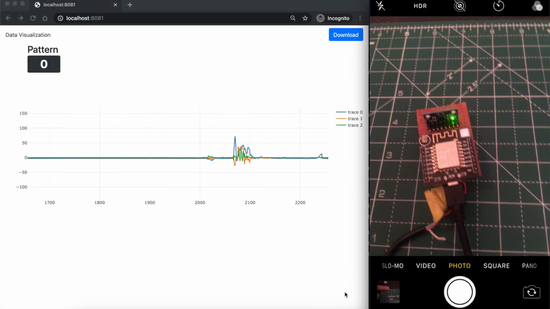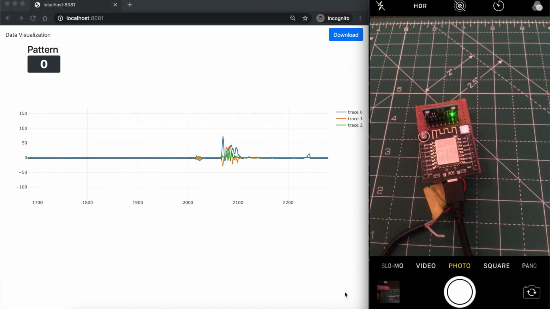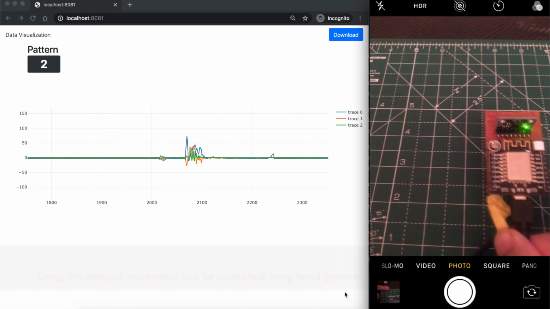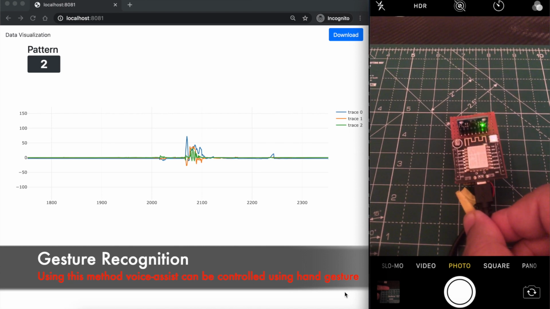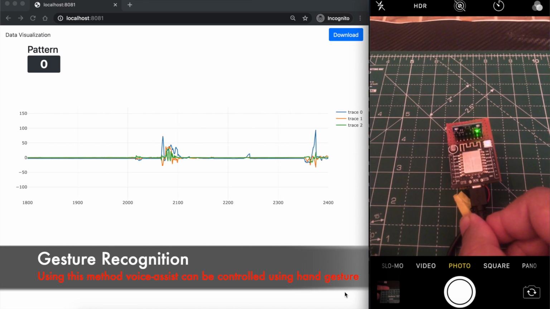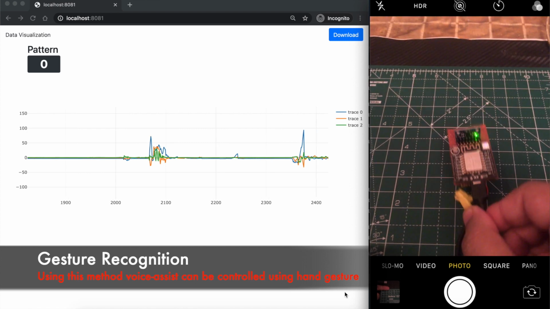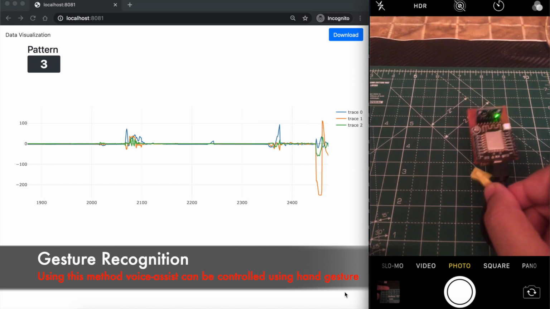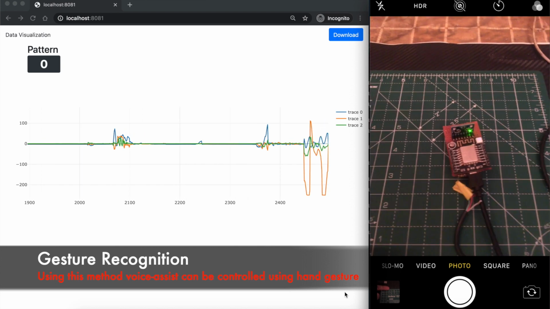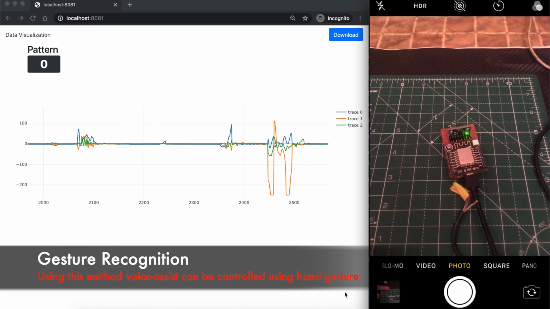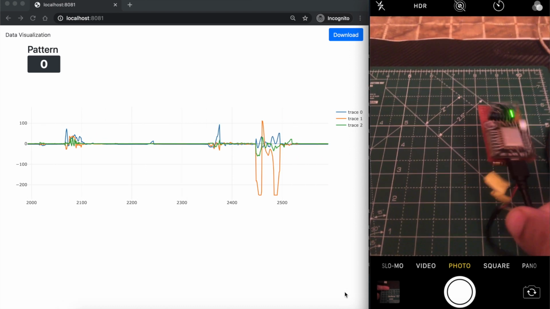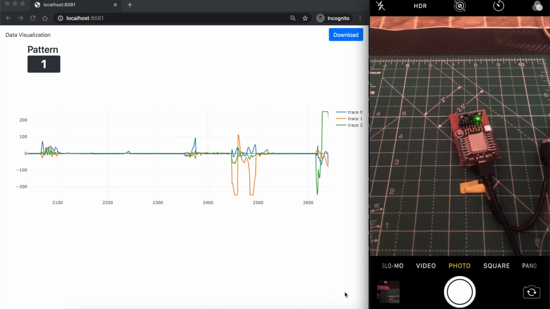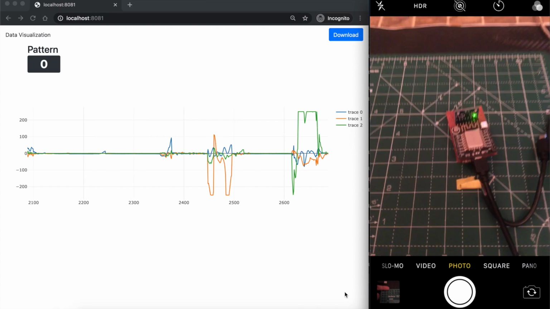Okay, now I have integrated this system with my voice assistant. So if I do this movement: sir, you have selected pattern 2. And if I do like this: sir, you have selected pattern 3. And if I do like this: you have selected pattern 1. And it's working.